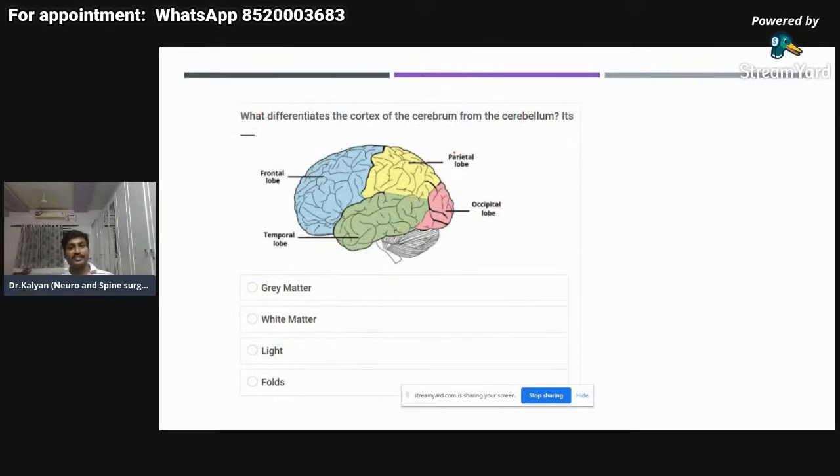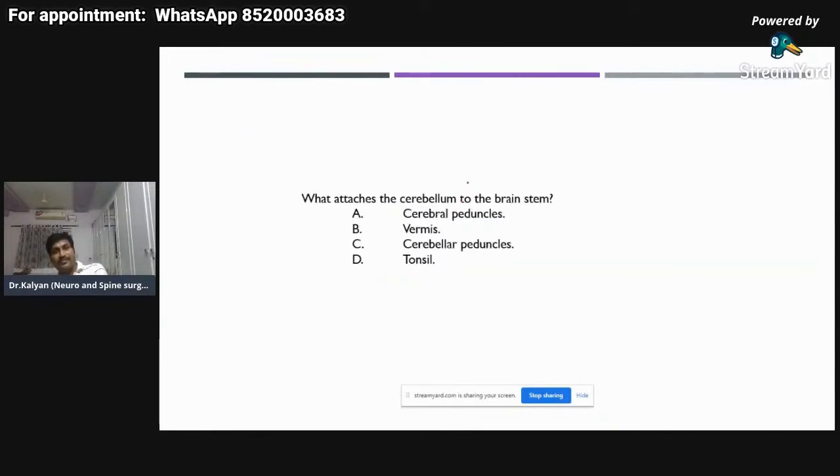What differentiates the cortex of the cerebellum from the cerebrum? Gray matter, white matter, light, or folds. Can anyone answer? Right. As I've told you, the folds. The cerebellar folds are specific for the cerebellum. They are never seen in the cerebrum. And what attaches the cerebellum to the brainstem? I have told you in my last seminar and in this seminar also. These are the cerebellar peduncles.